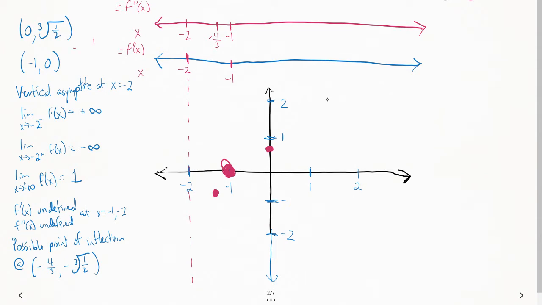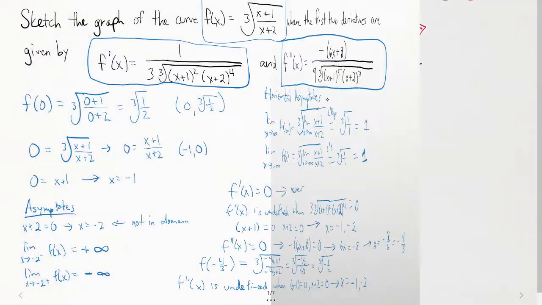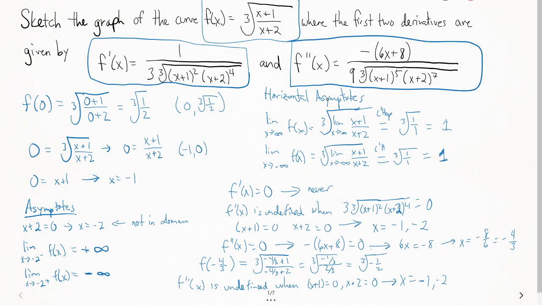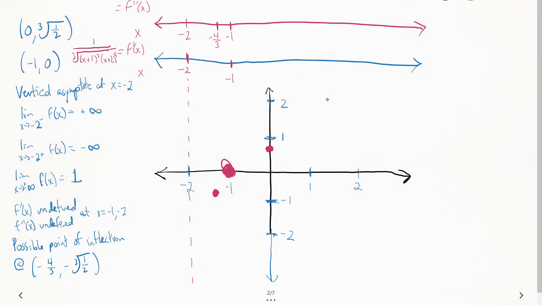I think this one was 1 over, I think it was something like a cube root. Maybe it had a 3 involved, but there was a cube root involved. And it was like an x plus 1, the quantity squared, and an x plus 2 raised to the 4th. Something along those lines. Let's double check to make sure. Yeah, there was a 3 there, so we have a 3 times all that. That's not going to make much of a difference.